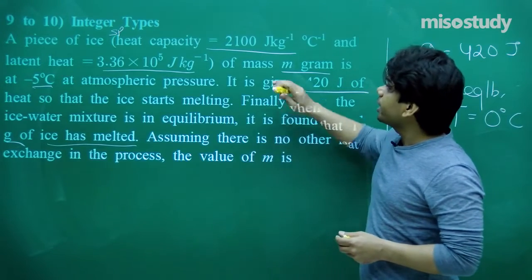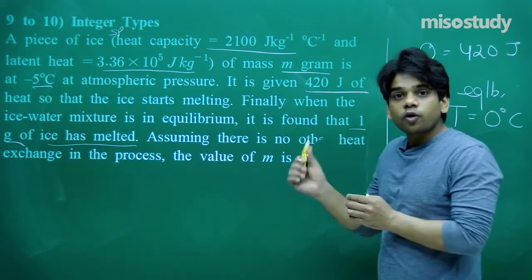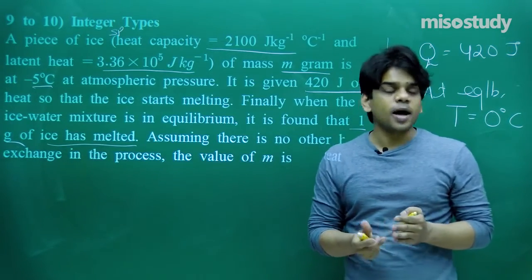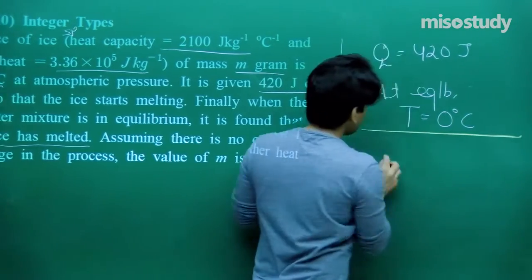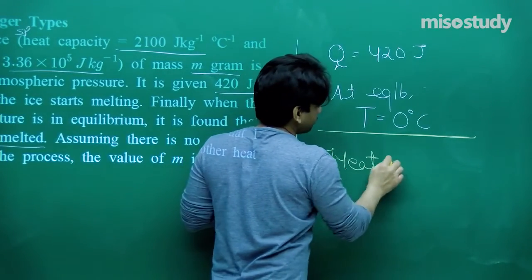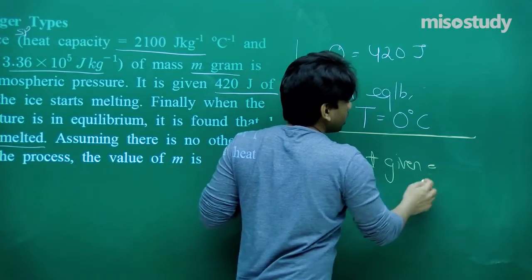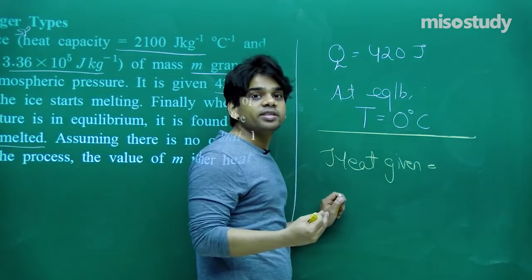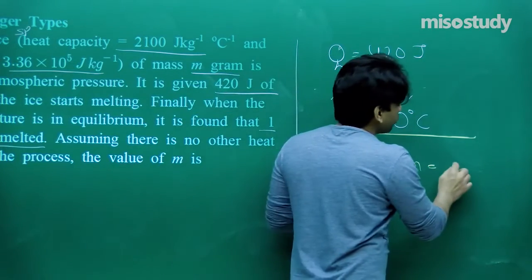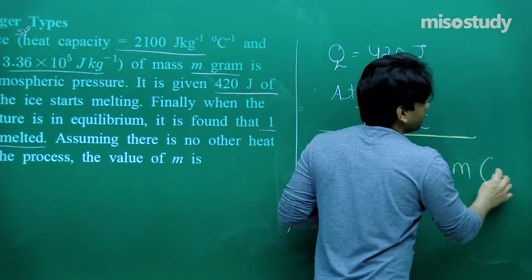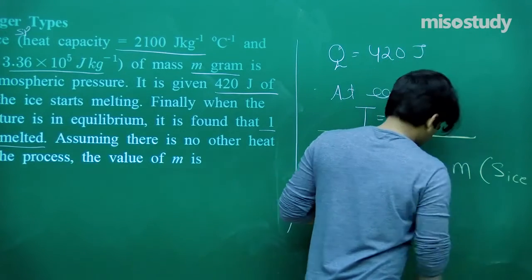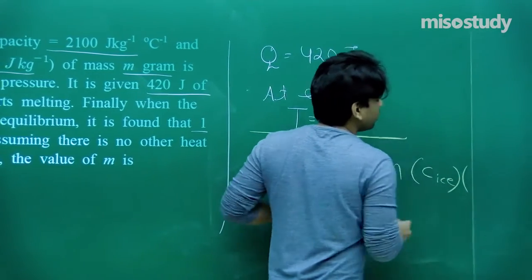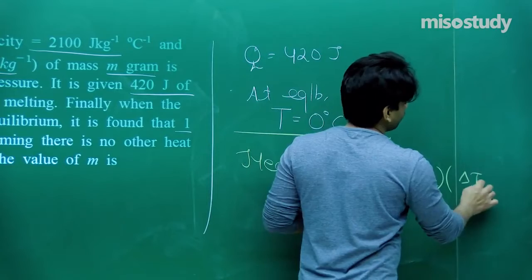So you have taken m gram of ice. So first of all, you have to take m gram of ice from -5 degrees Celsius to 0 degrees Celsius. This is what is happening. So let me write down, heat given is equal to heat taken by ice to get raised in temperature from -5 degrees Celsius to 0 degrees Celsius. So you have to take m into specific heat capacity of ice, let me write this as C of ice, multiplied with change in temperature, that is actually 5.